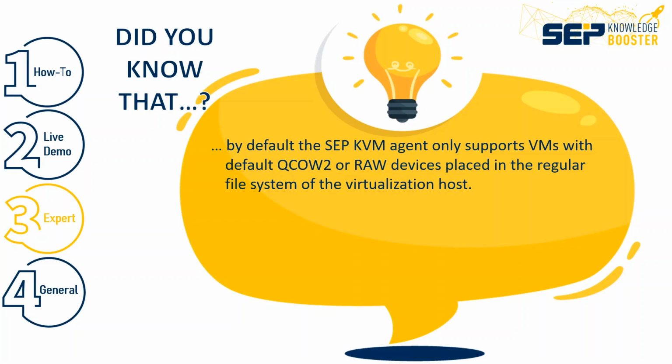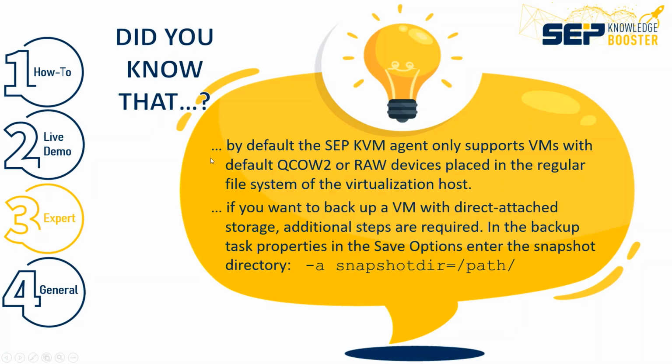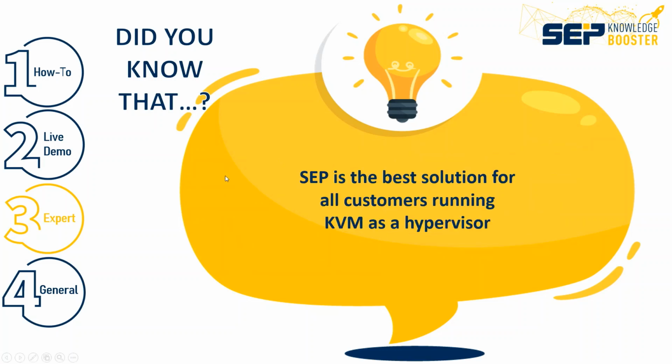However, it is also possible to have external direct attached storage devices, and this can also be backed up with our SEP KVM agent. There are specific task properties in the save options, and you have to specify the snapshot directory, and then you can also do a backup with direct attached storage configurations of your KVM environment. I think this is pretty cool, and overall you can definitely say that SEP is the best solution for all customers running KVM as a hypervisor.